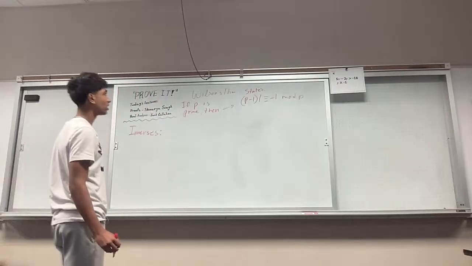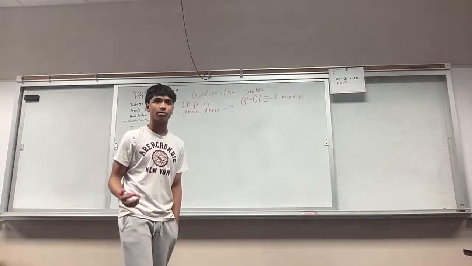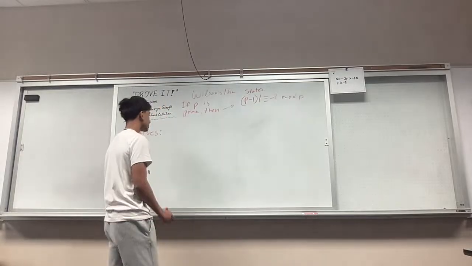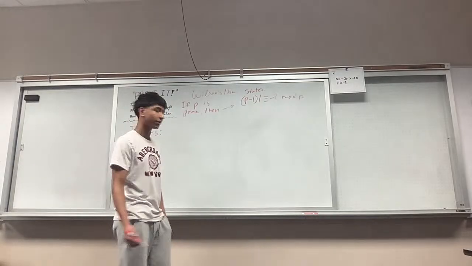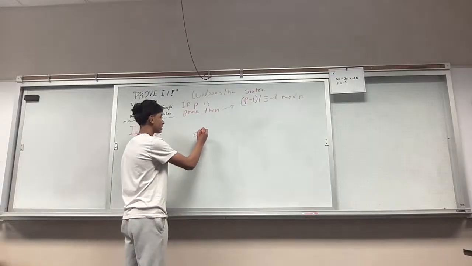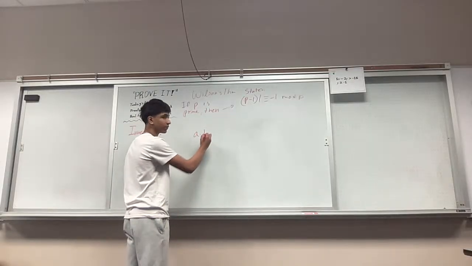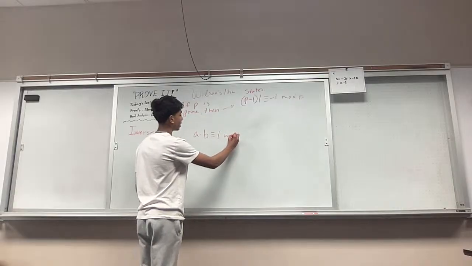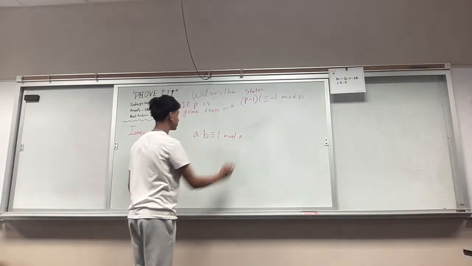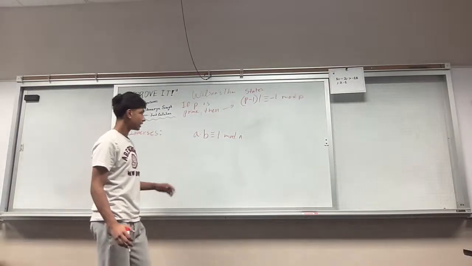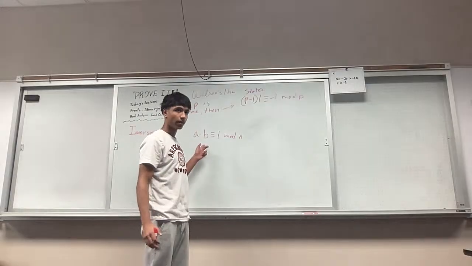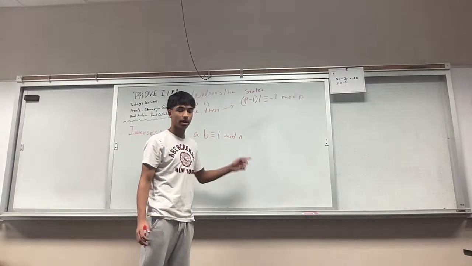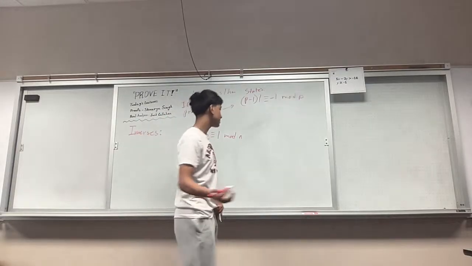All right, inverses. What are inverses in modulo? Okay, inverses are a number b relating to a such that a times this number b, this inverse, is congruent to 1 mod n. Okay, so it's a number that when you multiply to a, you'll get 1 mod n. Okay, let's look at some examples.